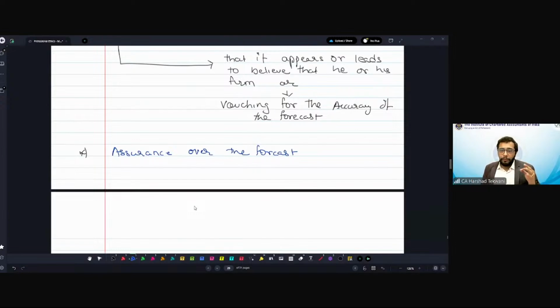Assurance, kind of vouching the accuracy of the forecast, I should not be providing that assurance. The reason is that those are forecasts. No one can predict a forecast with accuracy. There will always be some probability that it might not be accurate. If that is the scenario, then how can I say that these forecasts are accurate in my report?